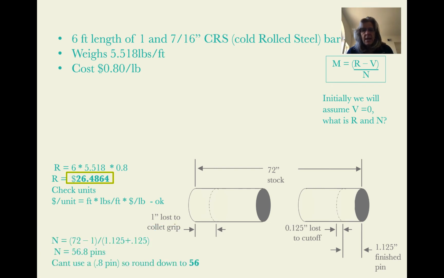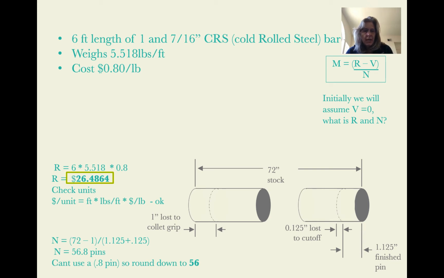So let's go ahead and also calculate the number of good pins. This is a 72-inch length of steel bar, and we know there's an inch that's lost to the collet grip, so that means there's 71 inches available to make the pins. The pins themselves are 1 1/8 inch, and then there's an 1/8 of an inch that's lost to the saw.